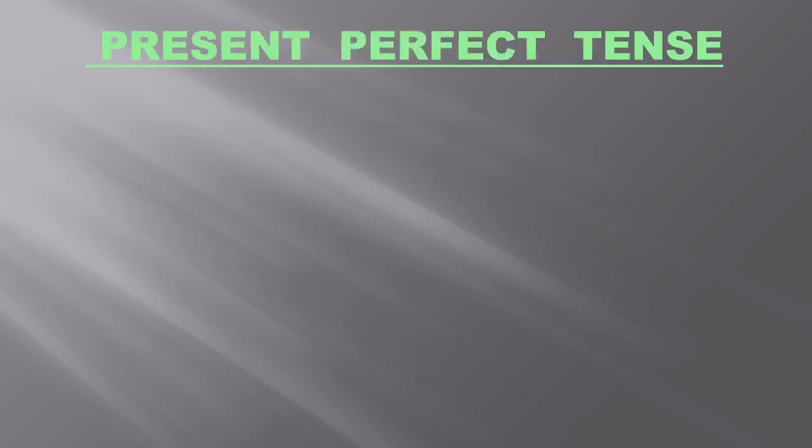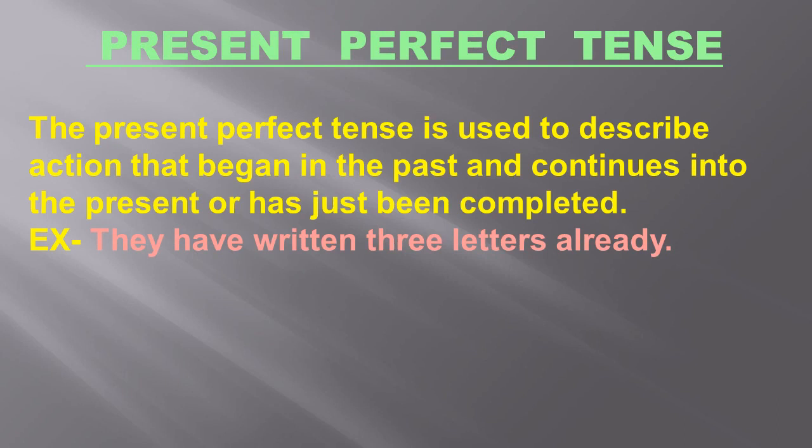Now another tense we have is present perfect tense. The present perfect tense is used to describe an action that began in the past and continues into the present or has just been completed. That represents the action that actually began in the past and continues into the present but now has just been completed. For example, they have written 3 letters already.